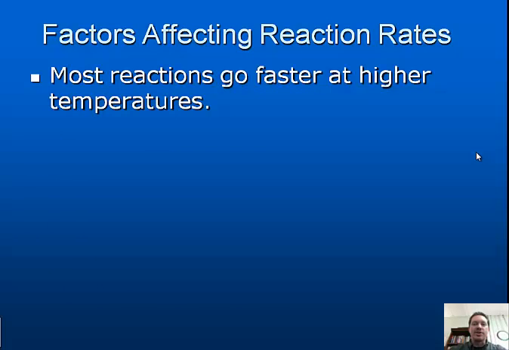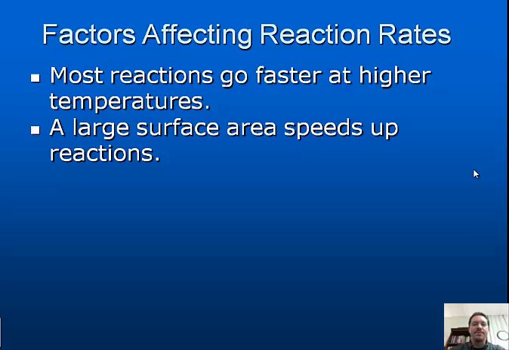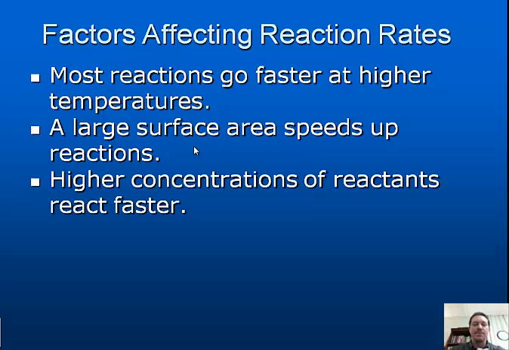up. Most reactions go faster at higher temperatures. So therefore, temperature will increase the reaction rate. A large surface area speeds up reactions. So the more surface area that a molecule or particle has, the more likely a reaction is to occur. If we have higher concentrations, if there's more of a particular substance in solution, then our reactions are likely to go faster.